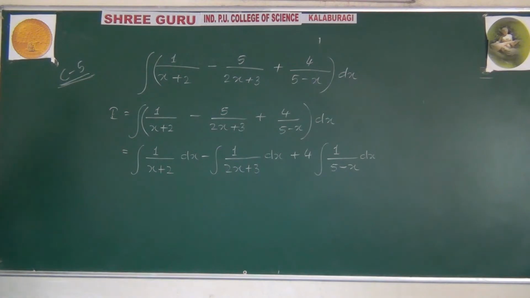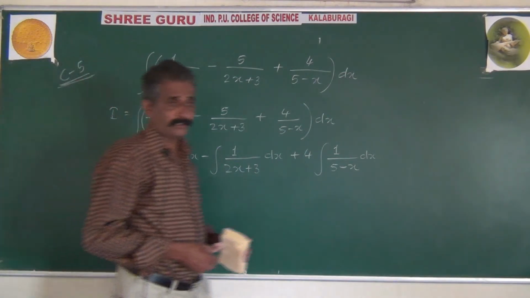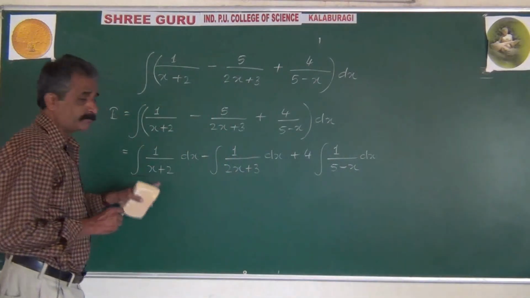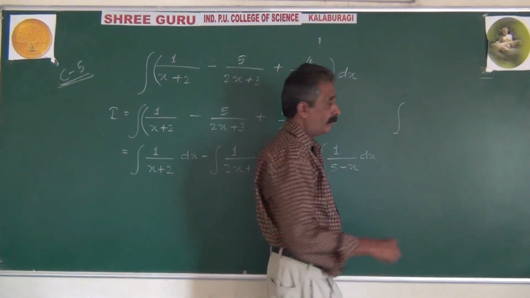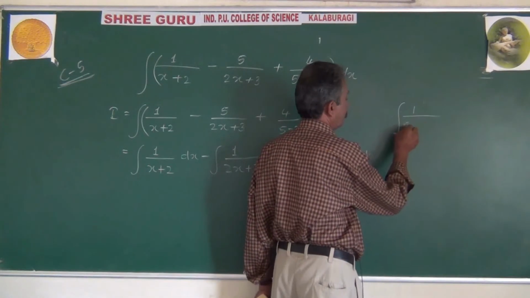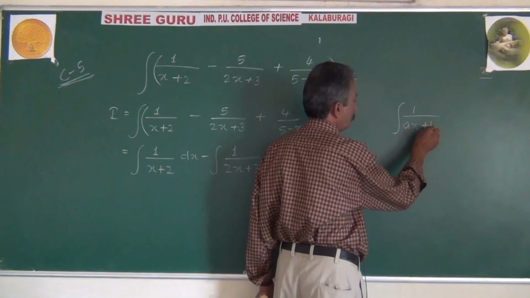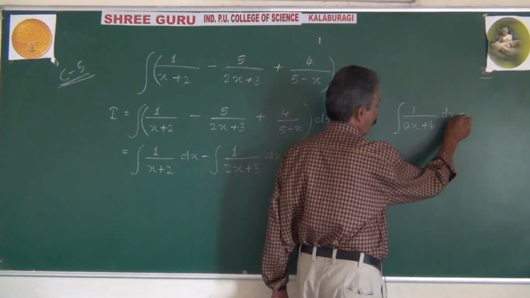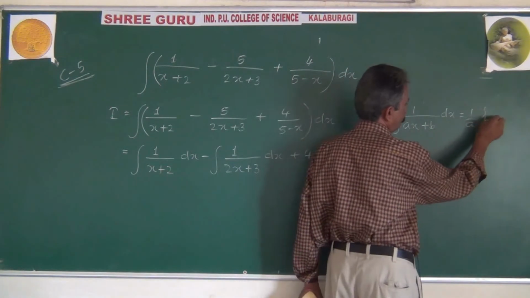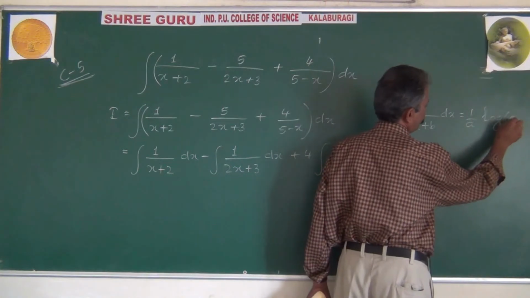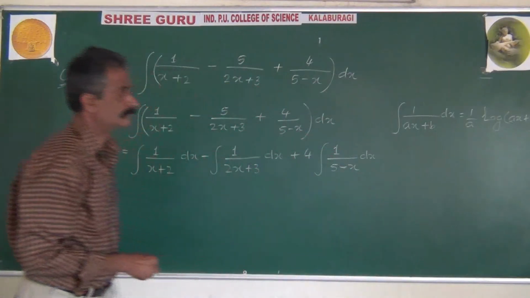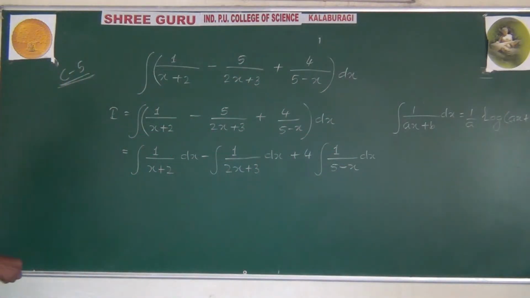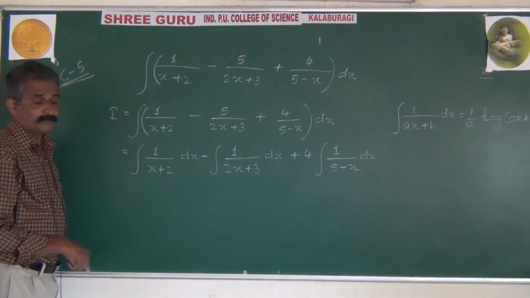All are in the form of integration of 1 by x. What is integration of 1 by x? Log x. But instead of x, we have x plus 2. Or else this extended form: integration of 1 by ax plus b equals 1 by a log of ax plus b. For all three, that form has to be implemented.